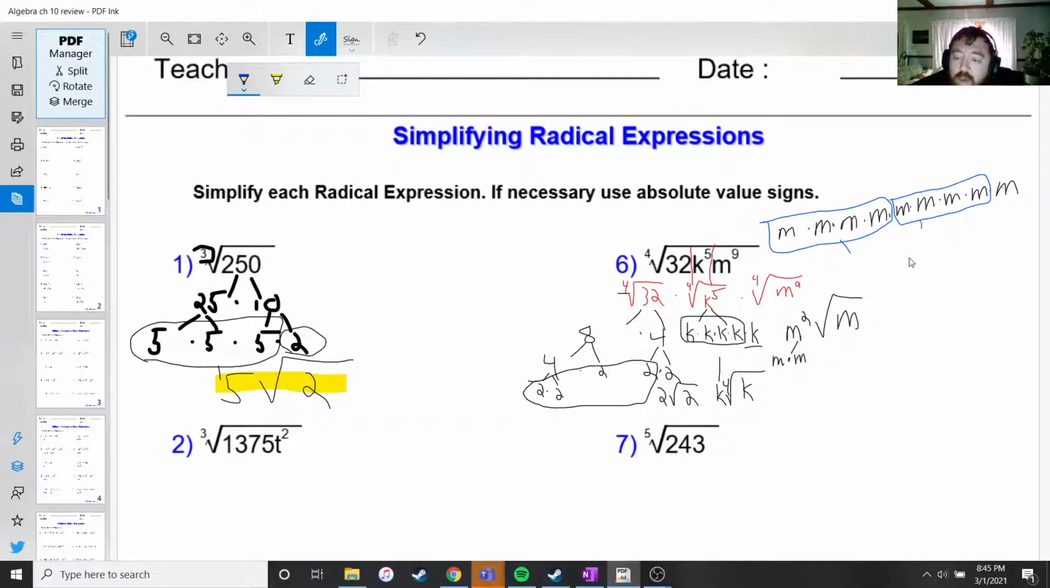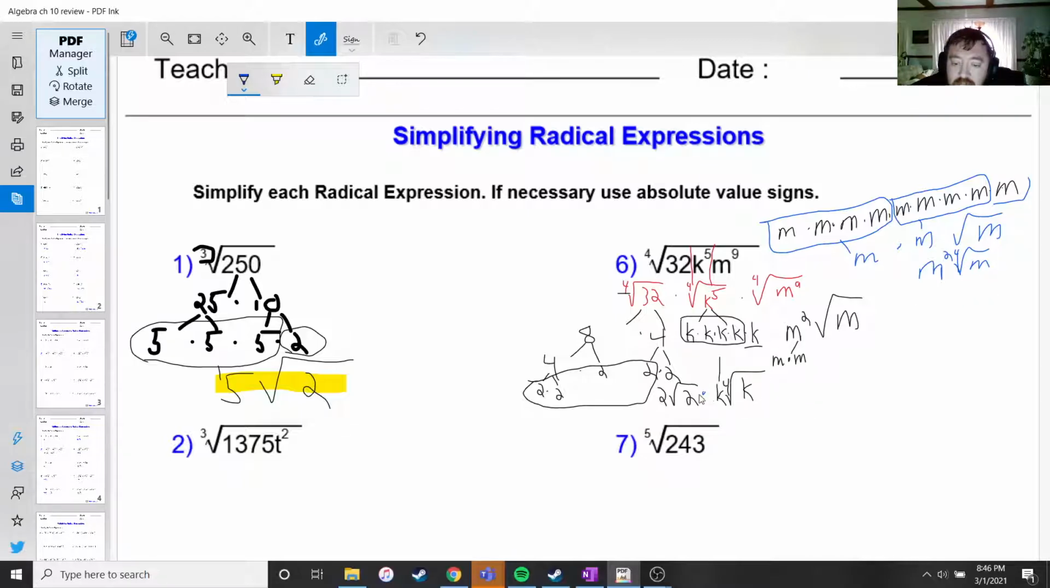And I'm going to take one of these, m. Now for each group that I have, I'm going to multiply these together, and then what's left over is going to go in my radical sign. So m times m is going to be m squared, and the radical sign, radical m. I guess it'd be the quad root of m.